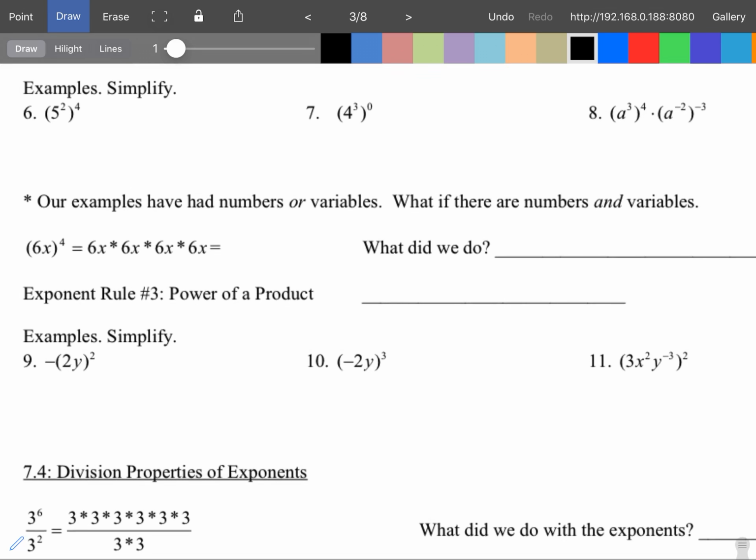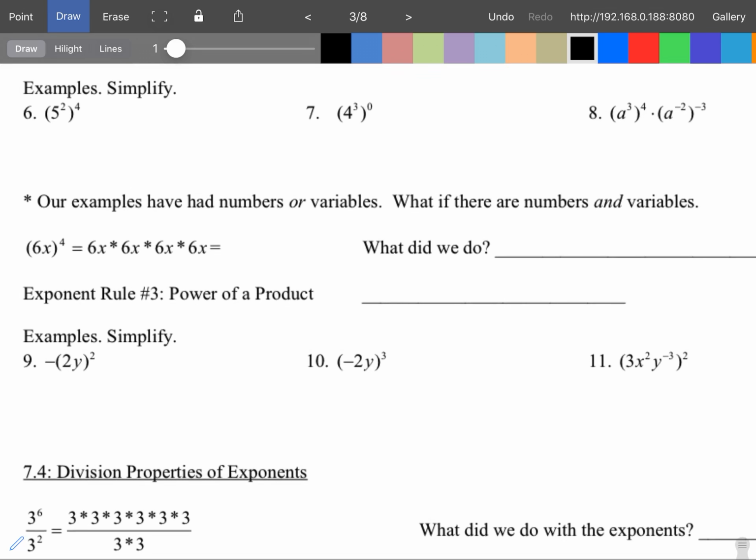All right, and then we got one more rule to go. So let me slide down here a little bit. So now we have a product of a number and a variable. So when you look at this example, you got 6x to the 4th power. Well, again, if something's to the 4th power, that means times itself 4 times. So you got 6x times 6x times 6x times 6x.